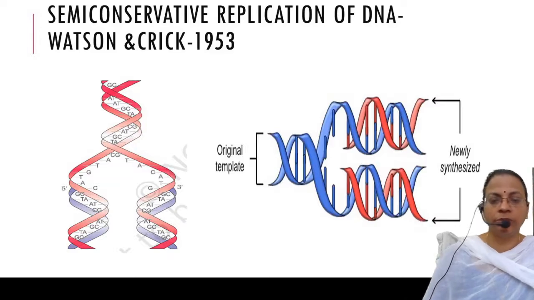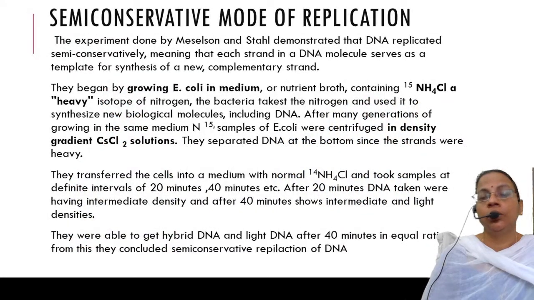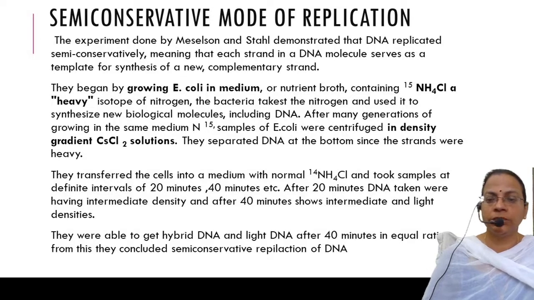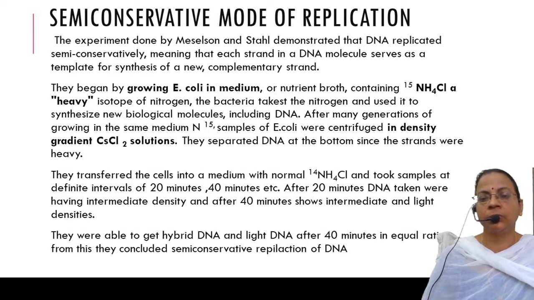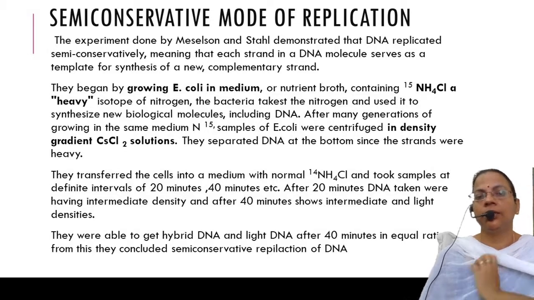So this theory was proposed by whom? Watson and Crick. But they couldn't establish any experimental proof. Later, the experimental proof was given by scientists. Those scientists were Meselson and Stahl.